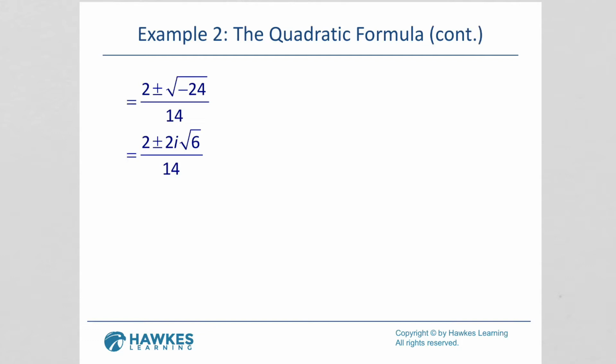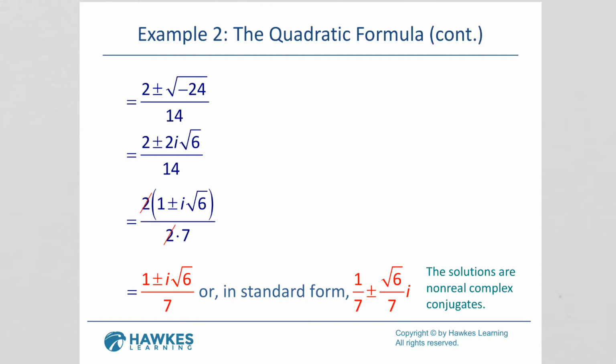Then we're going to reduce this, so we're going to factor out a 2 in the numerator and denominator. That leaves me with 2 times 1 plus or minus i square root of 6 over 2 times 7. The 2's are going to divide out. That's going to leave me with 1 plus or minus i square root of 6 over 7. Or in standard form, 1 over 7 plus or minus the square root of 6 over 7 i. The solutions here are non-real complex conjugates.